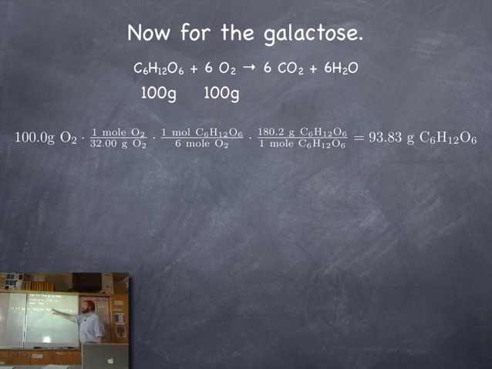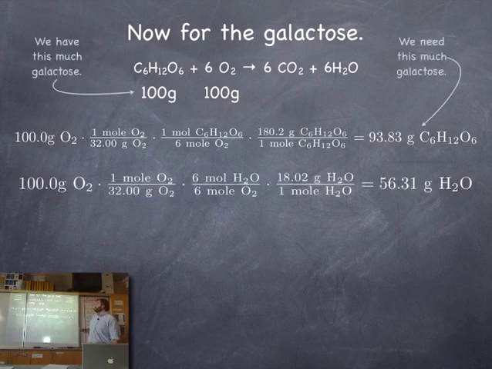If you had started this calculation with the galactose, you would find that you need something like 106 grams of oxygen. And then you say to yourself, wait a minute, I don't have 106, I only have 100. I'm going to run out of oxygen first. And if I run out of oxygen first, oxygen's my limiting reactant. So the next step is to start with oxygen and calculate how much water I can make if I use up all the oxygen.